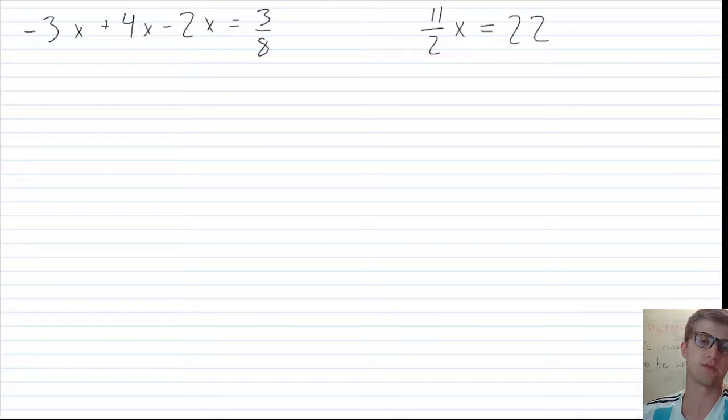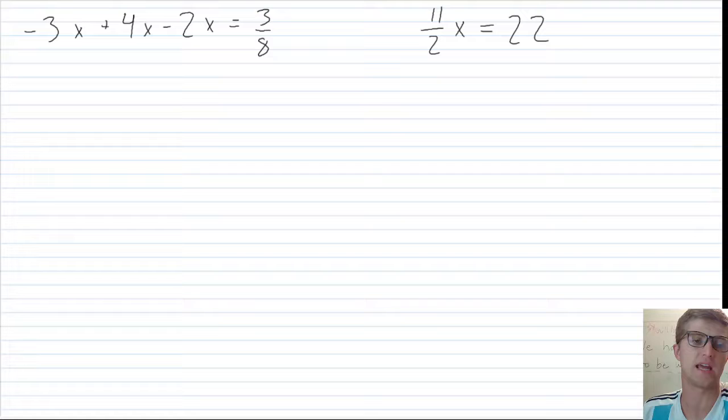Negative 3x plus 4x minus 2x equals 3 over 8. Now, we could do clearing of fractions, but if we notice, our left side doesn't have any fractions right now, and they're all x terms. So what do we do in this case? We want to simplify the left side. How do we do that? We can combine like terms. Since they're all x terms, meaning they have the x variable, they can be combined.